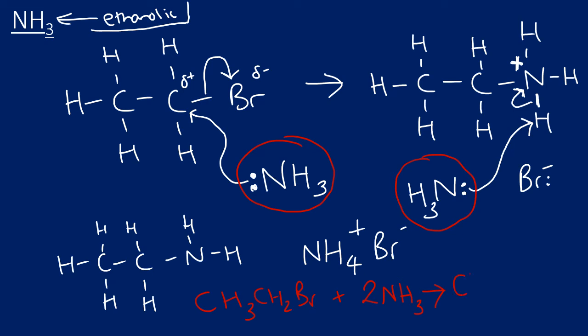So we end up with our ethylamine, CH3CH2NH2, and NH4Br, ammonium bromide. So be careful with this one. It is a little bit different from the previous two. In terms of what we require, we would have an excess ammonia.